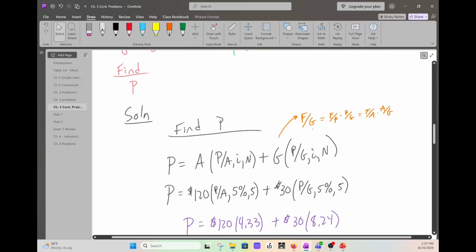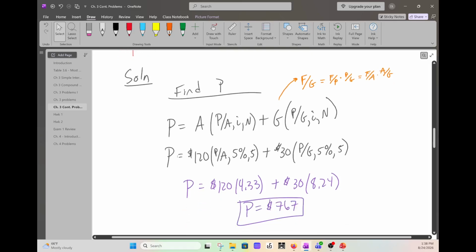What do I have here? F over G equals F over P, P over G, F over A, F over G. Yep, that's just a little side note for you. We're looking for P given G. So in the appendix, we can find P over A at 5%, 5 years, which is 4.33. Multiply that by 120. We add it to the 30 times P over G, comma 5%, comma 5. This term in parentheses, 8.24, times 30. Add it together, we get $767.